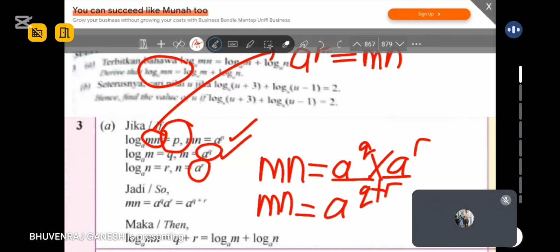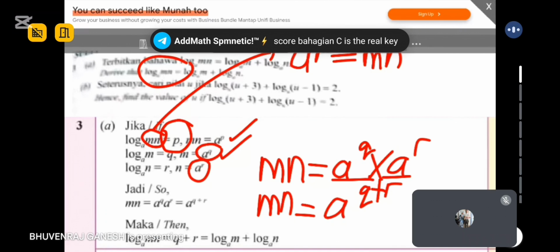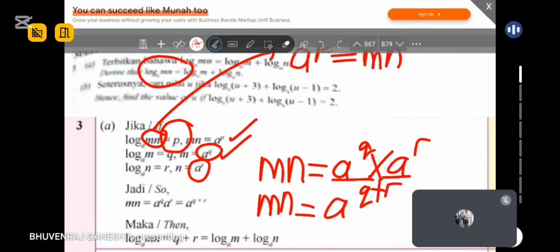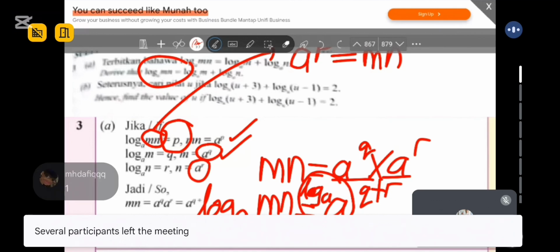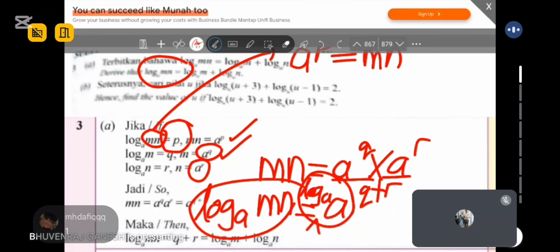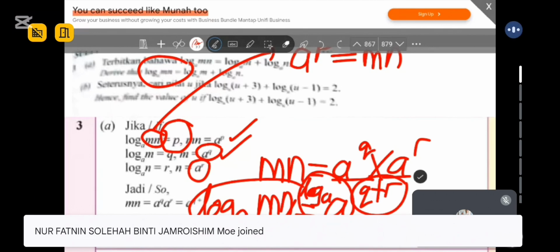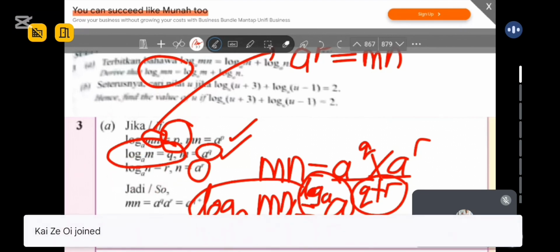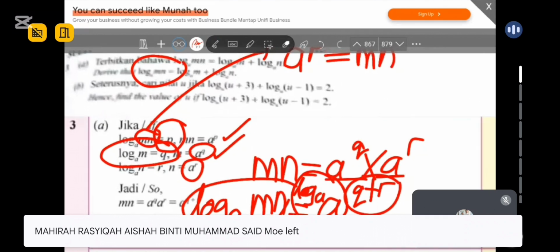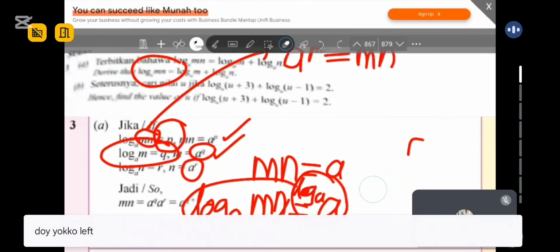Now guys, you can add log on both sides of the equation. Tambah log asas A pada dua-dua belah persamaan. So guys, log AA is the same, right? Log AA is 1. So maksudnya log A MN equal to Q plus R. So what is Q and R guys? Q kamu dah katakan kat sini. Q is log AM. R is log AN. So guys, you already proven lah. Kamu dah buktikan. Log A MN equal to log AM plus log AN.